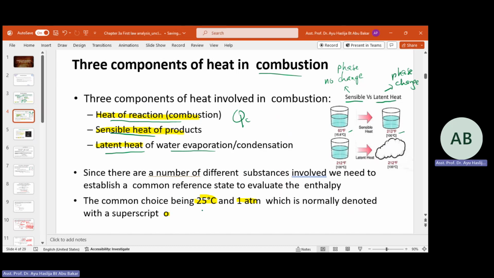Okay, usually for the STP, as I mentioned earlier, at STP we always refer to 25 degrees C, 1 atm, and denote it with this naught, because most of the time I pronounce it as naught. This is the common reference state to evaluate the enthalpy. STP, standard temperature pressure.